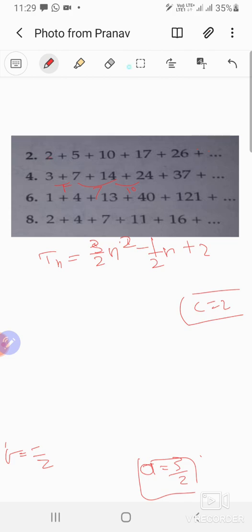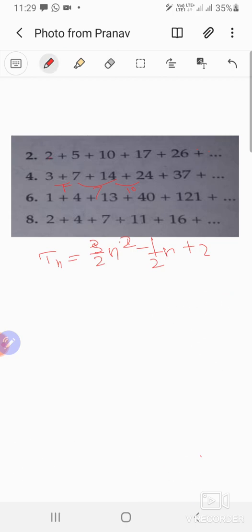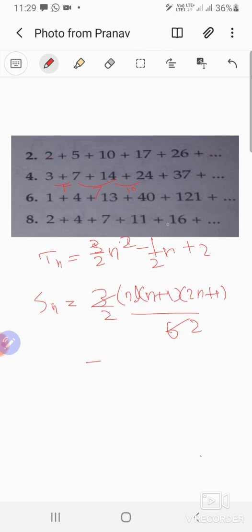Now just sum this up from r equals 1 to n. So our sum is equal to 3 by 2 n(n+1)(n+1) upon 6. You can see this cancels, you got 4. Then you got minus half of n, which is equal to n(n+1) upon 4. Then you got plus 2n, obviously. This is supposed to be 4 as well.